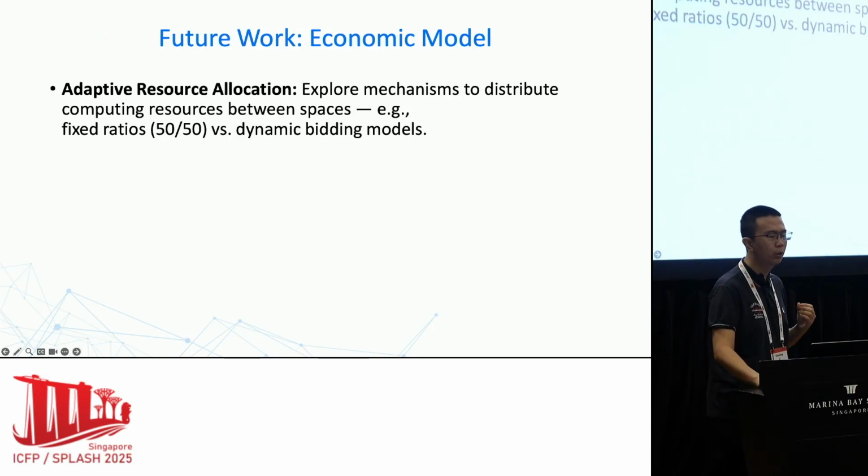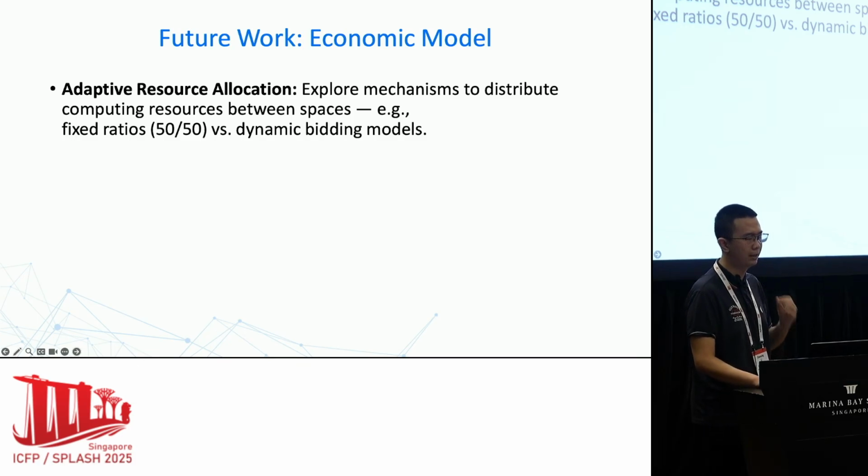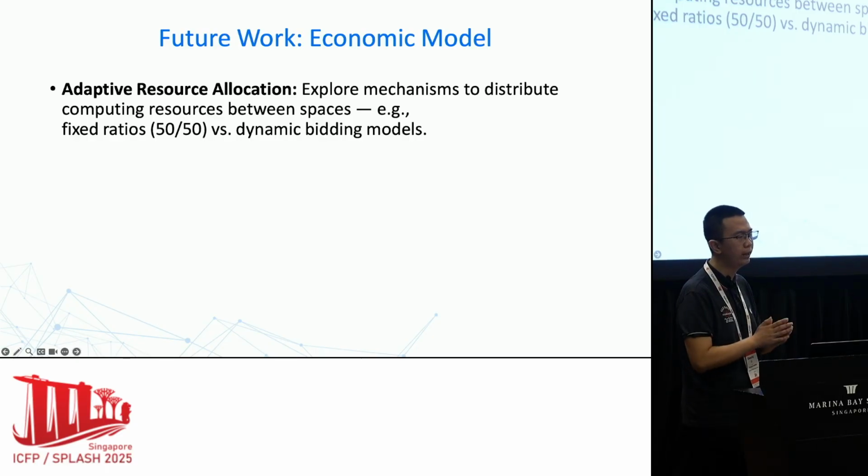And for future work, an interesting point worth studying is the economic model. For a blockchain system, each block has a capacity for computing resources. If there is only one virtual machine, the result is trivial. But if we have multiple virtual machines, things become tricky. Should we give a fixed resource allocation to the different virtual machines, or should we introduce some dynamic bidding model?